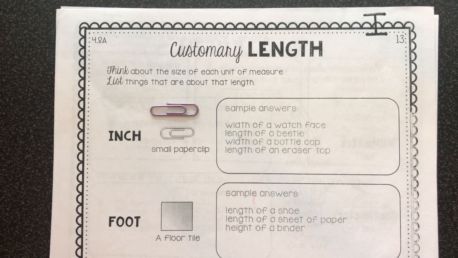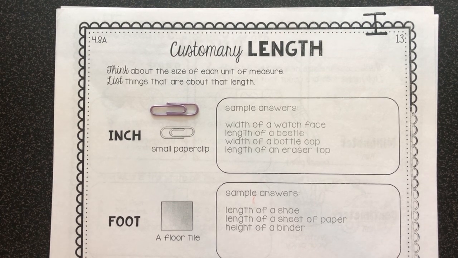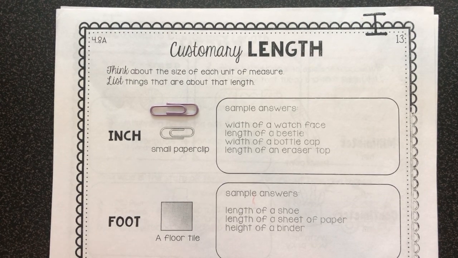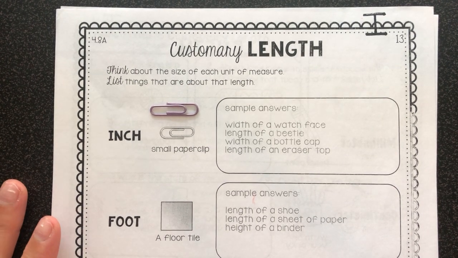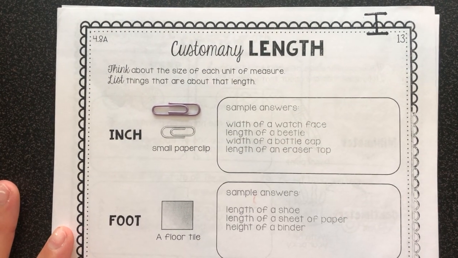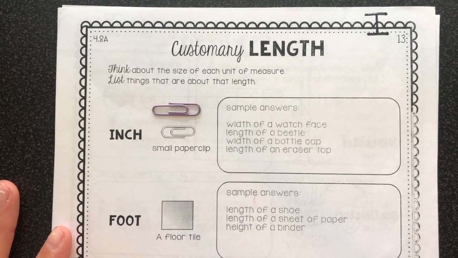So if you go to the store and you get a soda, say you get a Coke or a Dr. Pepper, and it's in one of those plastic bottles instead of the can, that lid on the top is about 1 inch. The width of a beetle, I missed that one. If you've ever seen a beetle, it's about 1 inch long.